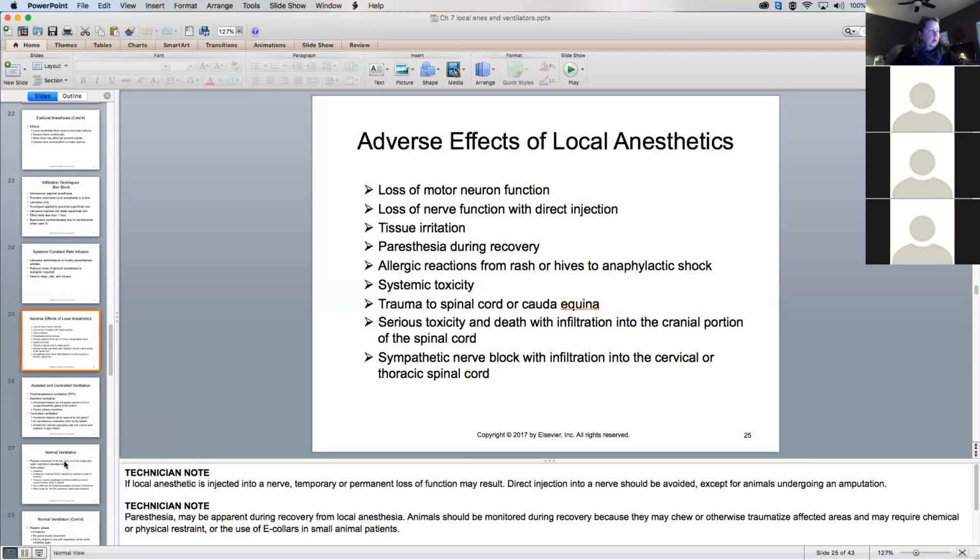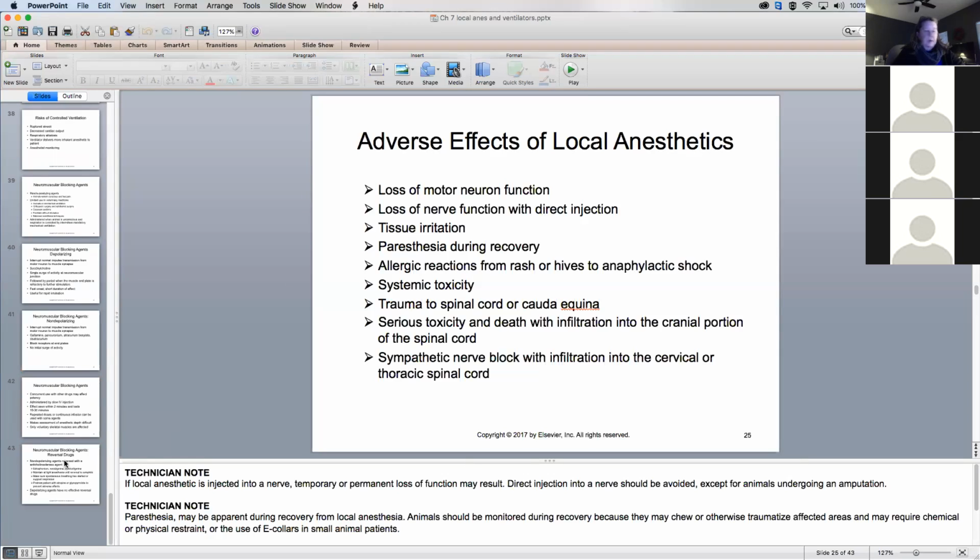Okay, all the rest of the slides get into controlled ventilation and neuromuscular blocking, which deals with ventilators, so we're not going to talk about that. So I'm going to stop here. Do you have any questions?